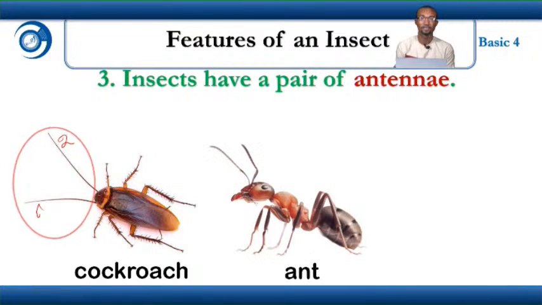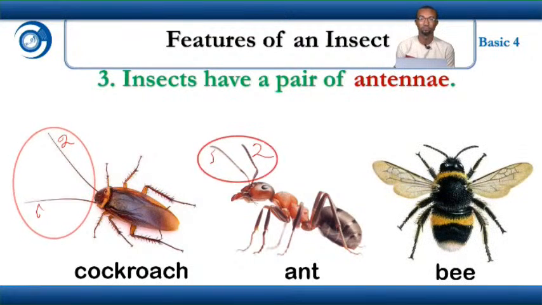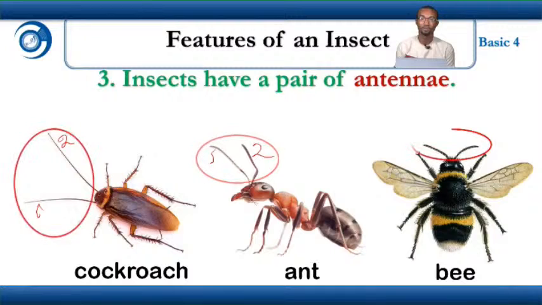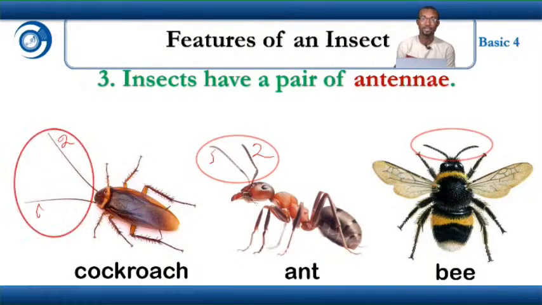Let's look at another insect, the ant. The ant also has a pair of antennae. That's one, and then two. Then the last insect, the bee. The bee also has a pair of antennae. So you can see that the antenna is fixed on the head of the insect.